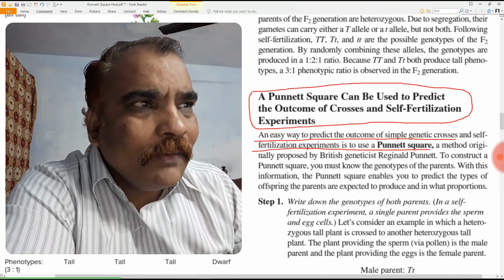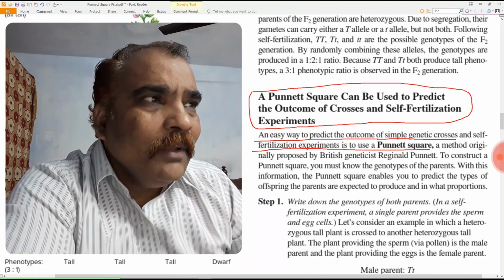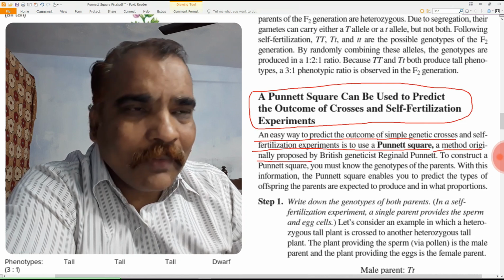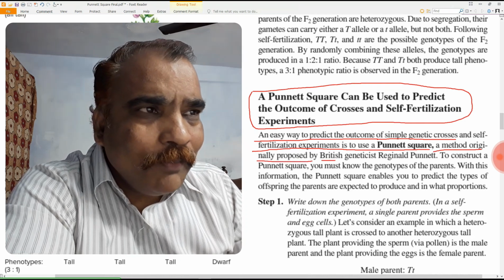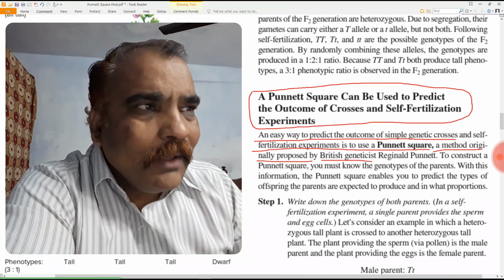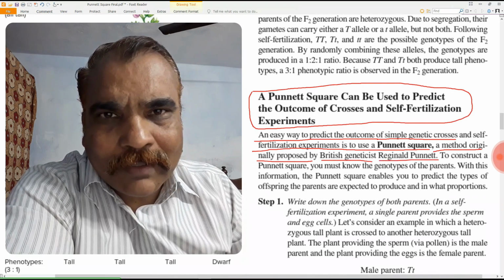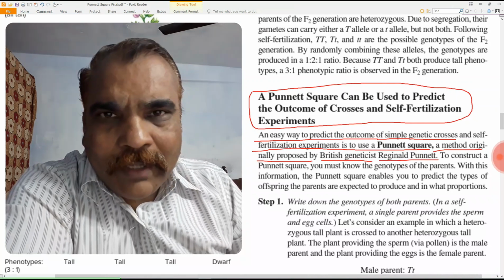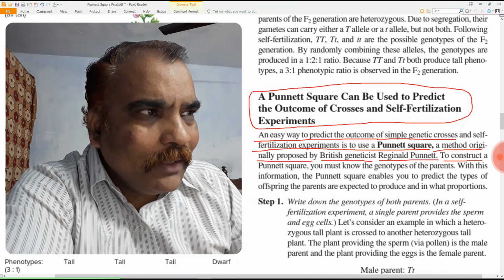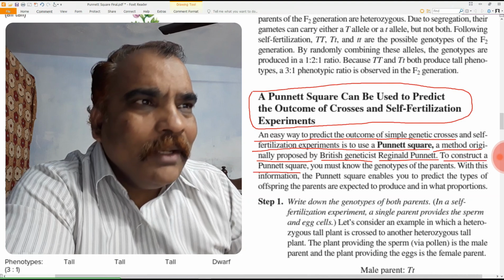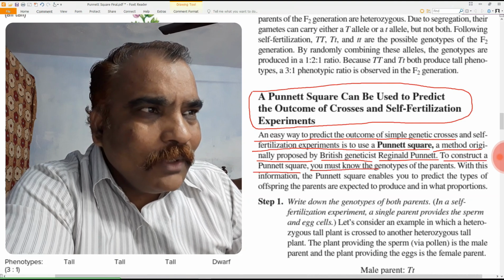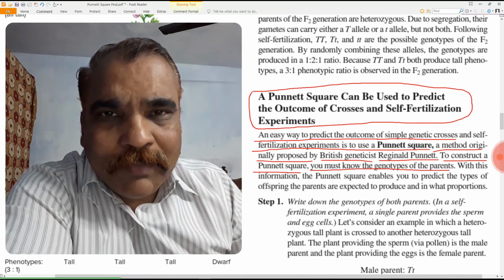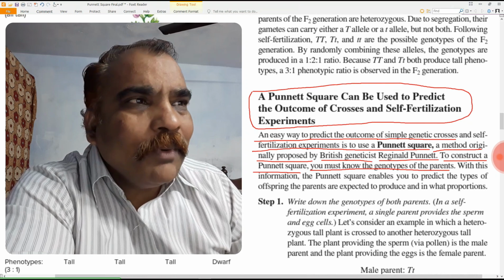First of all, who developed this method? This method was developed by British geneticist Reginald Punnett. Reginald Punnett is the scientist who developed the Punnett square. Now, to construct the Punnett square, first of all, you must know the genotype of the parent. So, if we want to make a Punnett square, we must know the genotype of the parent.